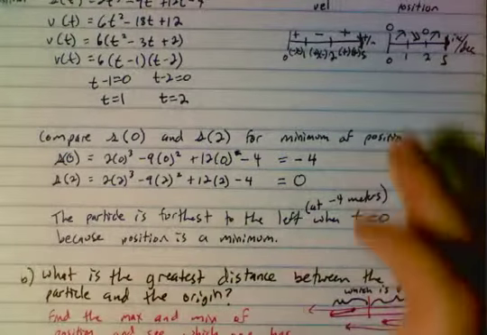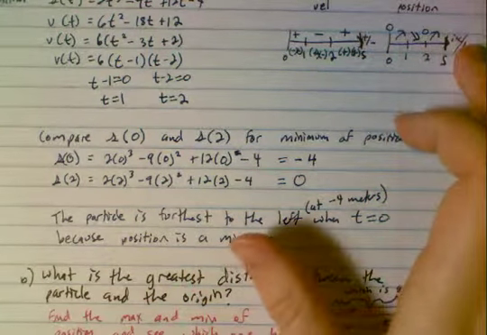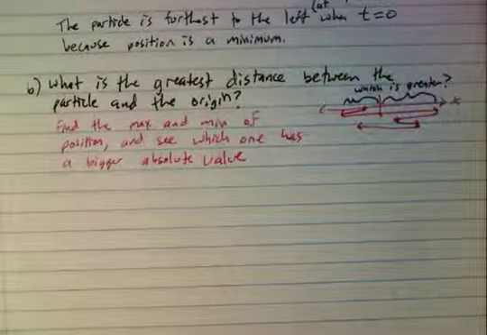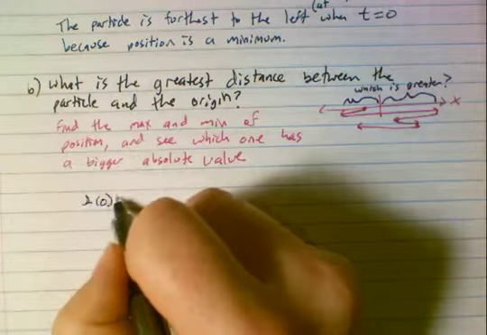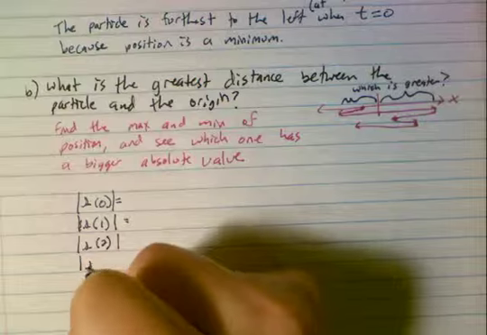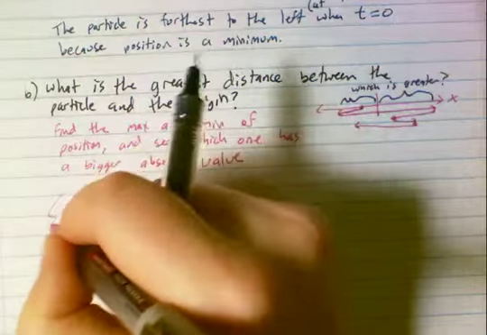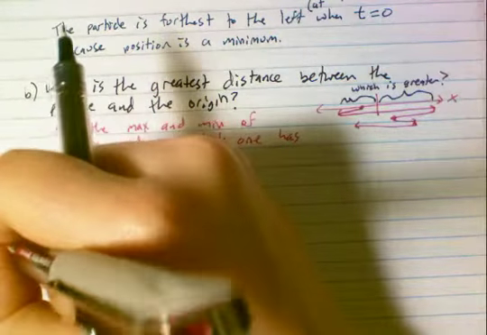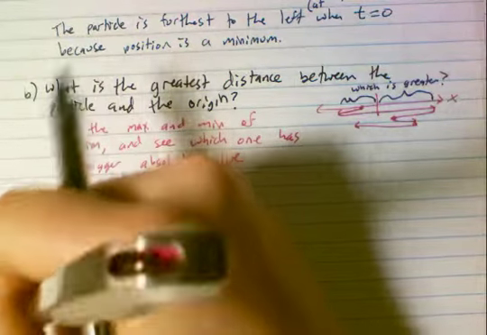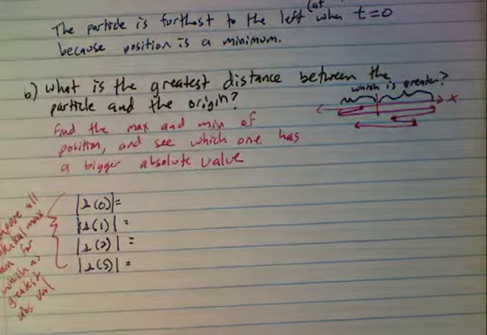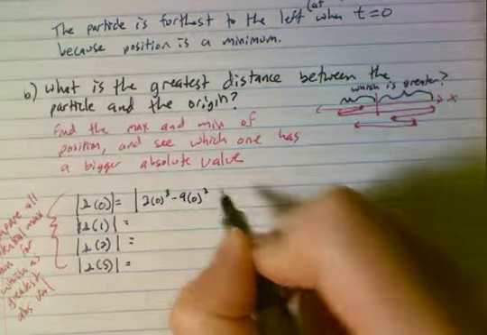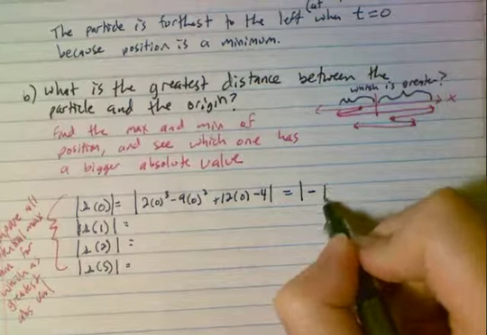So if we look back up here, really what that means is that we're going to check all the potential minima and all the potential maxima of position and see which one has the greatest absolute value. So we were just doing these ones up here. Absolute value of 2 times 0 cubed minus 9 times 0 squared plus 12 times 0 minus 4. So we're going to find the absolute value of negative 4, which is 4.